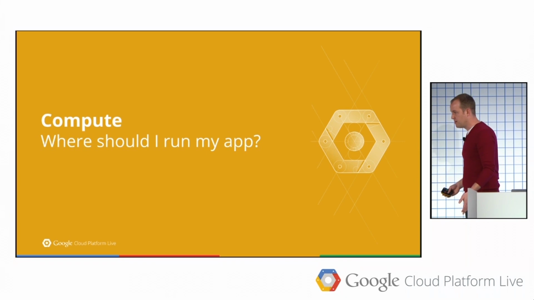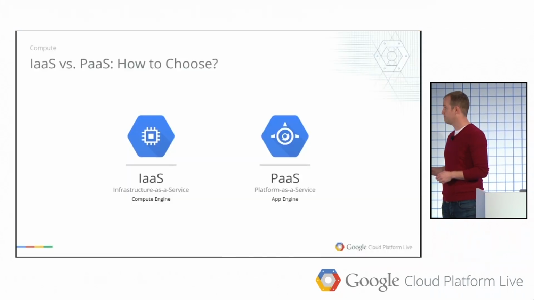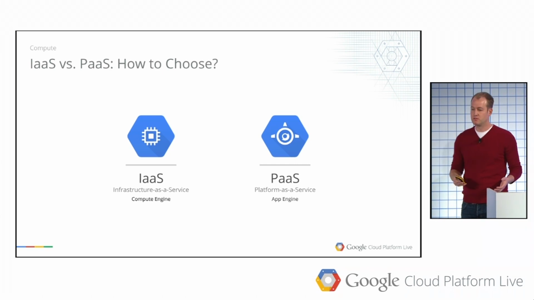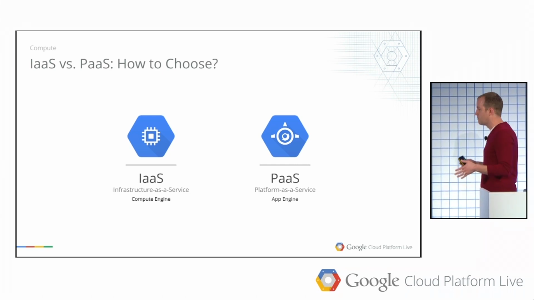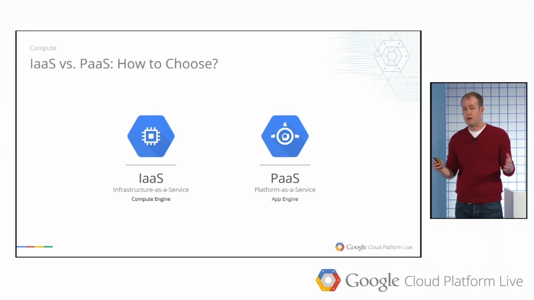But I want to start from the beginning. So let's go through some of the compute options you have on Google Cloud Platform. Where should you run your application? Well, you have your choice typically of infrastructure as a service, which is our Compute Engine product, or platform as a service, which is App Engine.